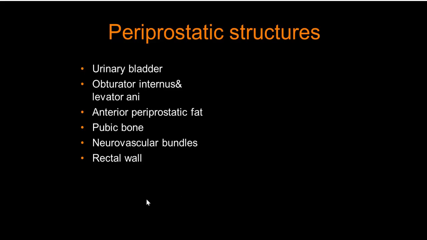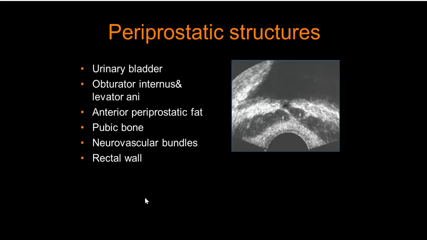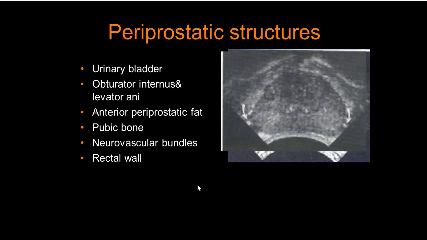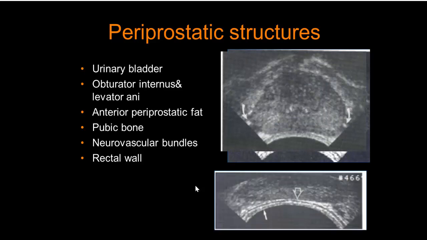Periprostatic structures include urinary bladder, obturator internus, levator ani, anterior periprostatic fat, pubic bone, neurovascular bundles, and rectal wall. This is both seminal vesicles. This is periprostatic structures, on both sides.